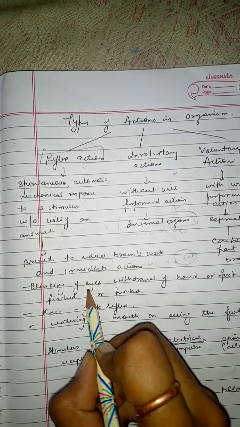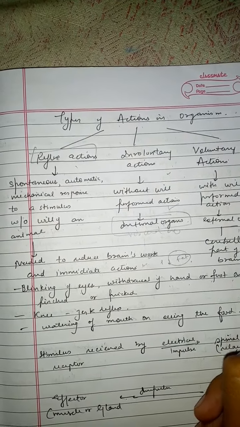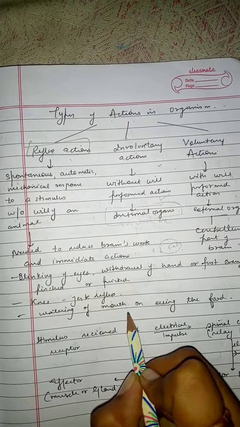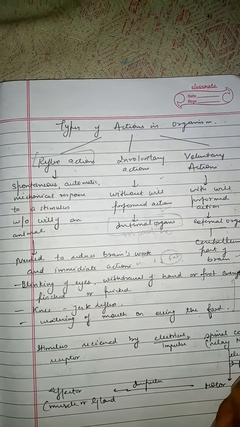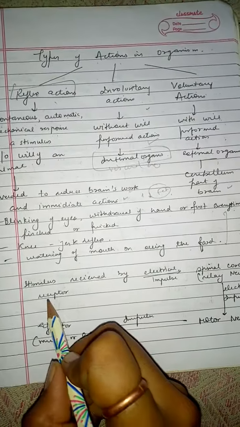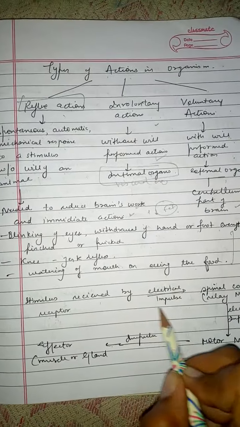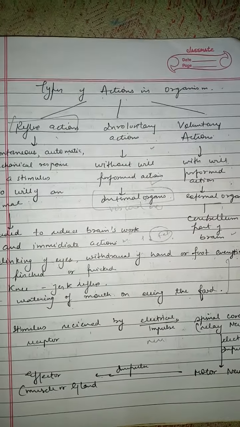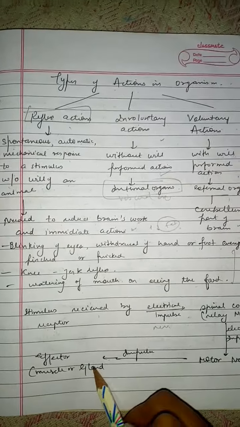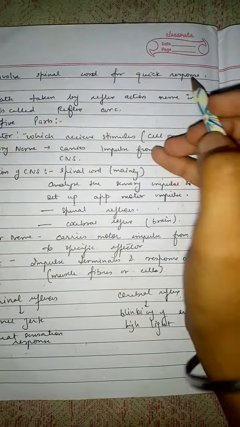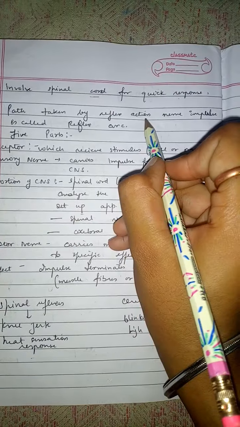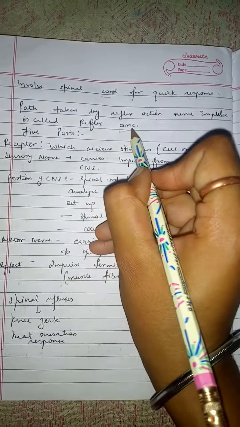The blinking of eyes, withdrawal of hand or foot every time it is pinched or pricked, knee jerk reflexes, and watering of the mouth on seeing food, these are all reflex actions. Here the stimulus is received by a receptor, and an electric impulse or nerve impulse is sent to the spinal cord, then to the motor neuron and then to the effector organ. Reflex action involves the spinal cord for quick responses. The path taken by a reflex action is called the reflex arc.